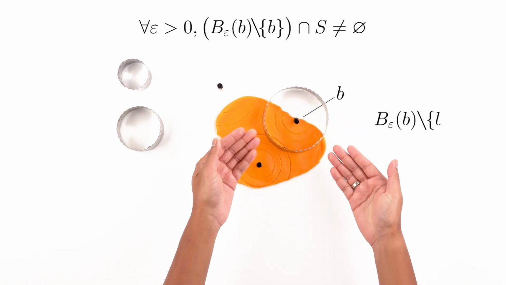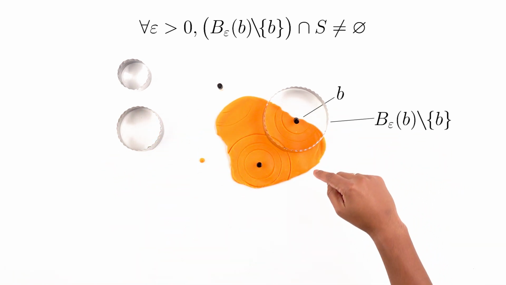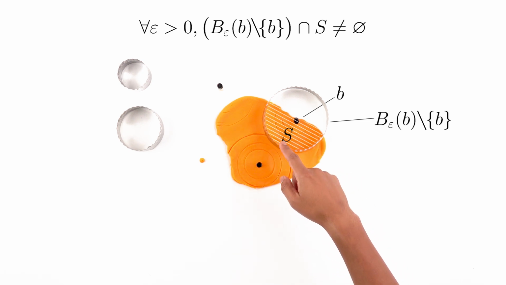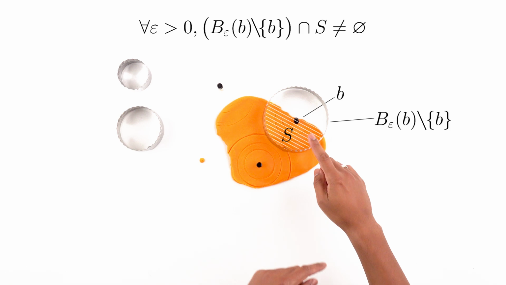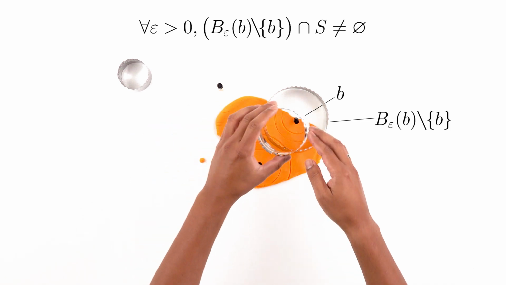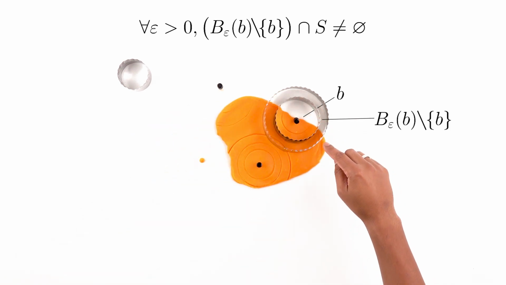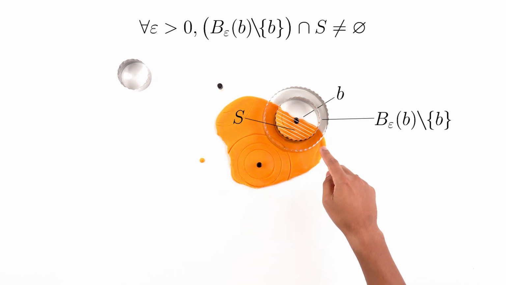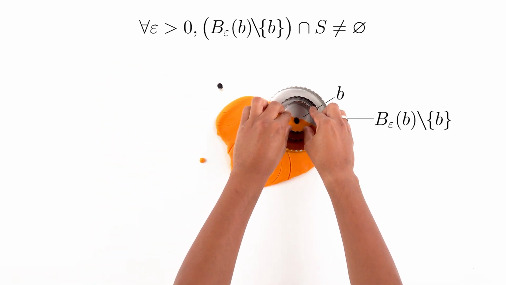So here's my open ball. I remove the point, and we can still see there are points inside S, inside this ball as well, which is not including the actual center itself. This smaller punctured open ball at B also has points inside S. And so does this smaller ball.